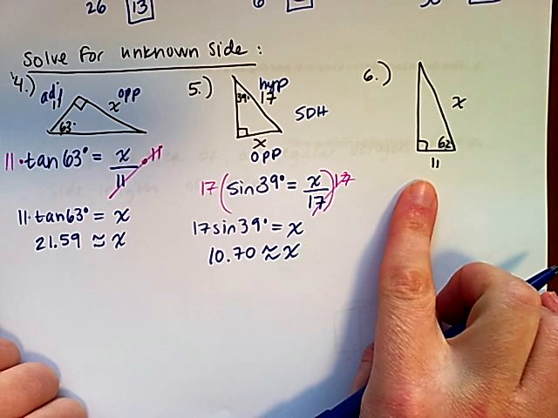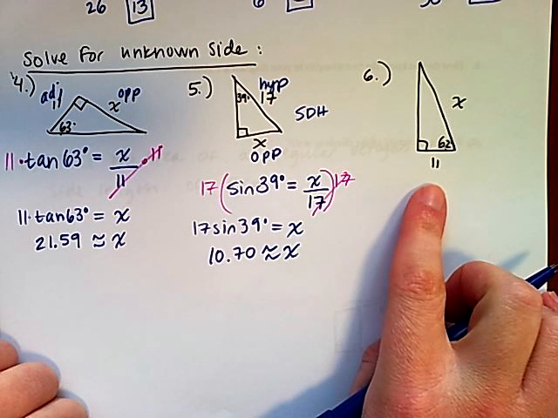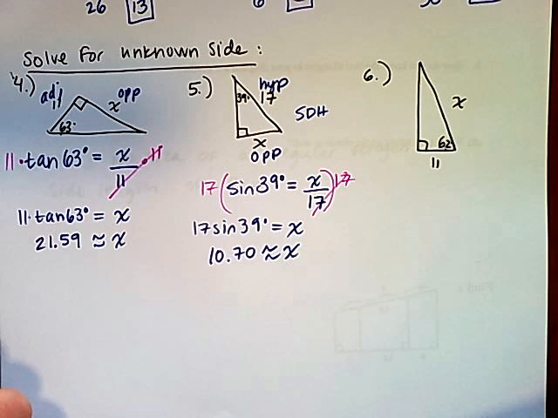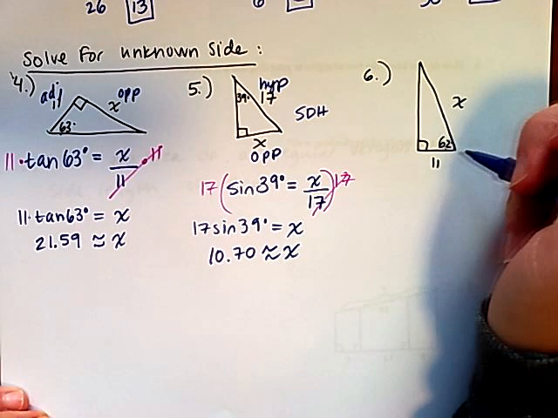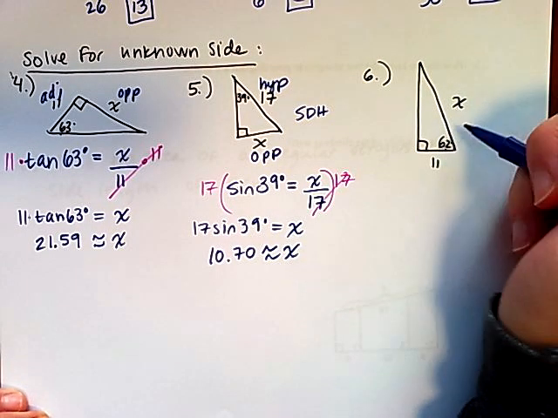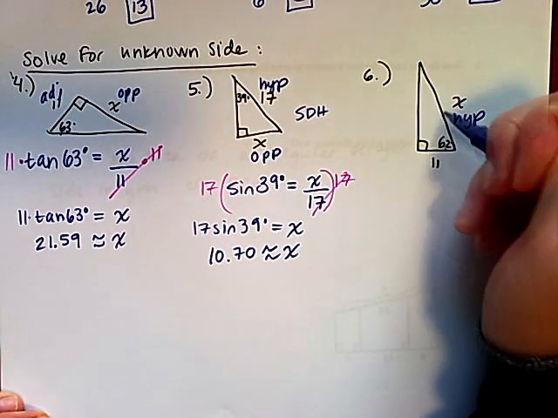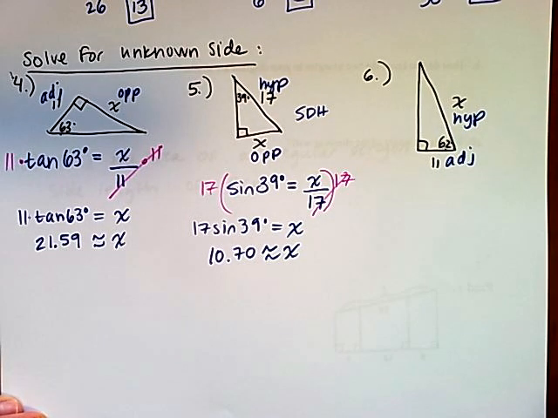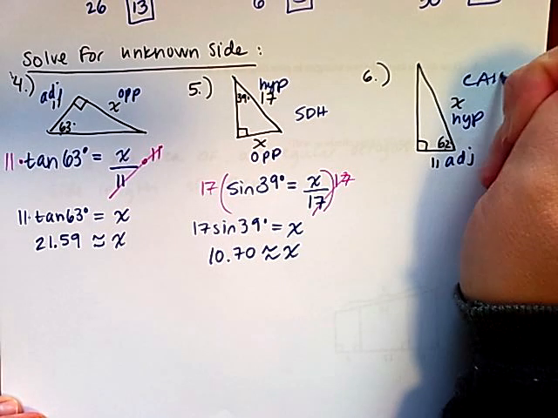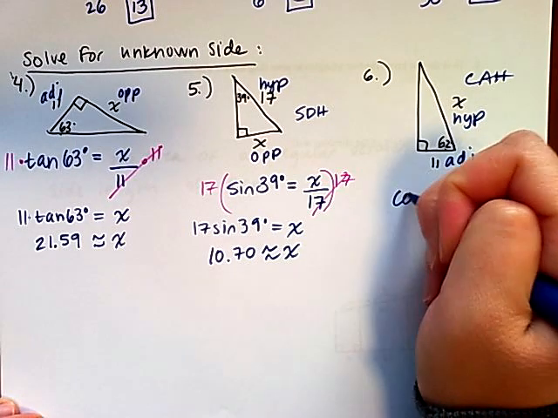So again, I want you to pause the video and see if you can set up the trig ratio, then press play to check. So now you should have tried to set up your trig ratio and pressed play, and I'm going to explain. So I see that the x is actually across from the right angle, so that's my hypotenuse, and 11 would be the adjacent because it's right next to my 60 degrees, so that's CA. So I want to set up cosine.